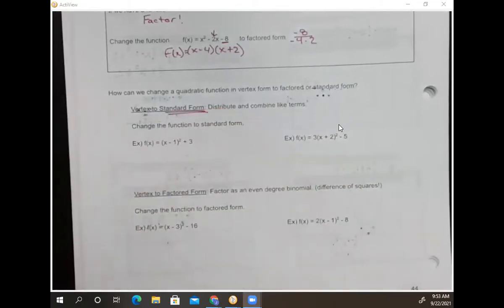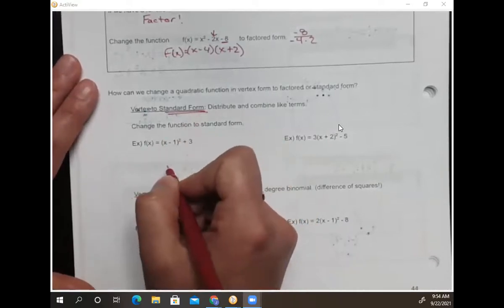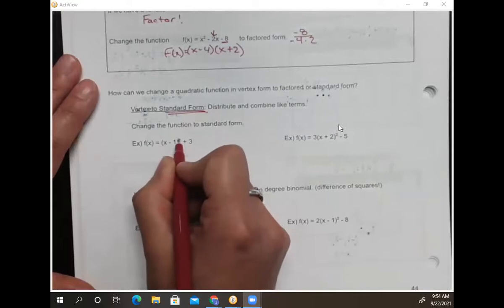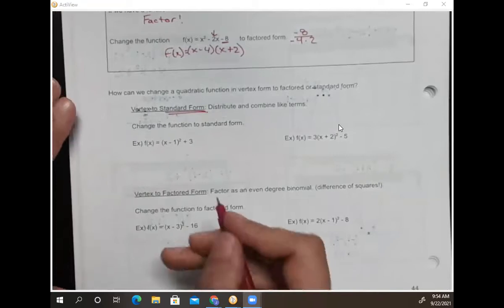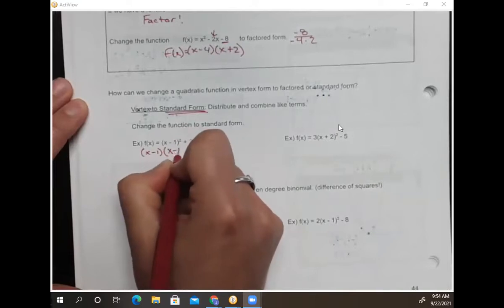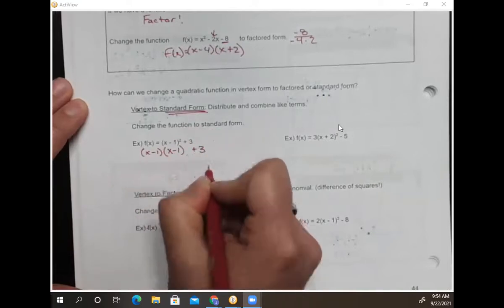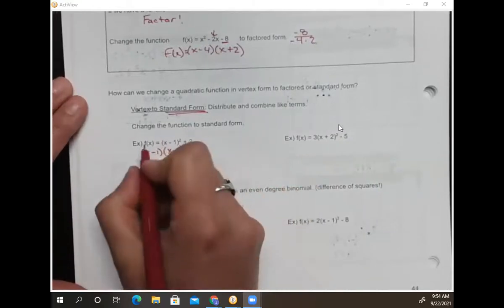Okay. Same idea as to get it from factored to standard. We're going to distribute, combine like terms, put it in order. The only thing I need to remember that's different is that if I have an exponent here, which we will because it's vertex form, that exponent means I need to write that factor twice and distribute. So I have x minus 1 times x minus 1. And I want to distribute and then combine all my like terms at the end.